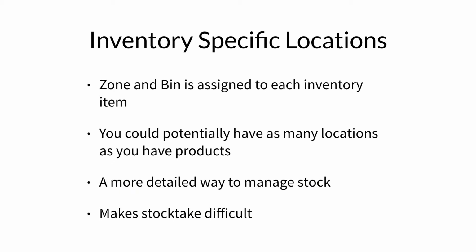So that has some benefits in that we can have lots and lots of different locations. In fact, you could potentially have as many locations as you have products. And that enables us to maybe locate, if you have one product that appears in 4 or 5 different places, you can allocate certain stock items to different places all over your warehouse. So it's a really detailed way to manage your stock because you can go to that level of granularity.